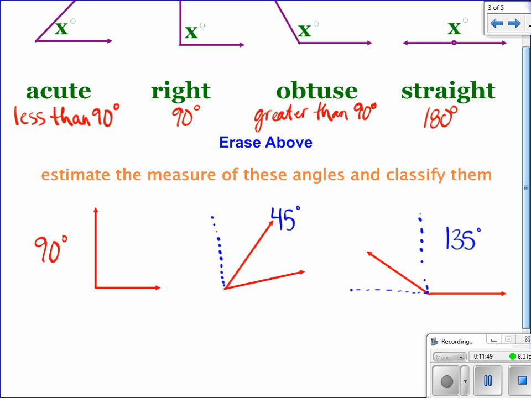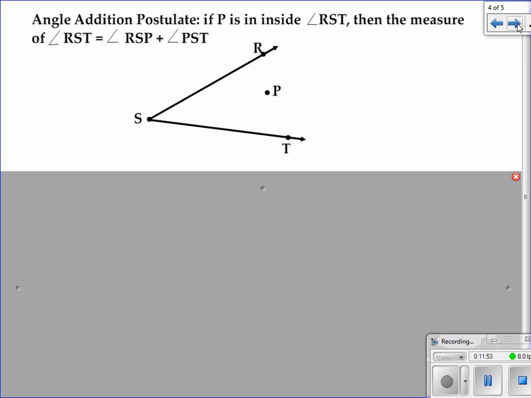Okay, let's move on. All right, angle addition postulate. Remember, postulate just means a geometry rule that we accept. First of all, let's draw in ray SP. So remember when we were talking about segment addition, we had this part of the segment plus this part of the segment equals the whole thing. The same thing is with angles. This angle plus the angle next to it equals the whole angle. So that's what this is saying right here.